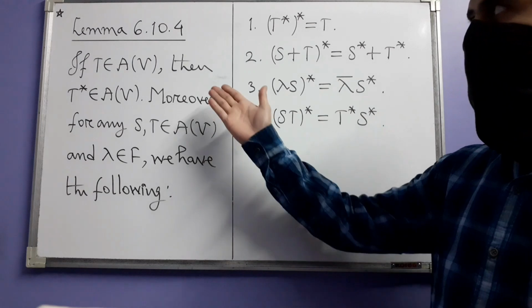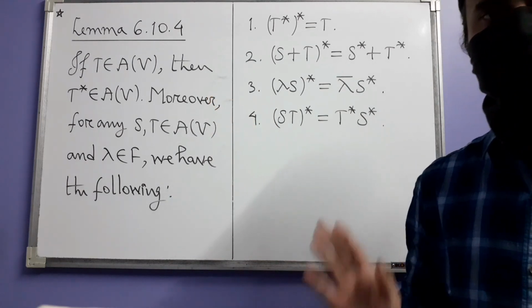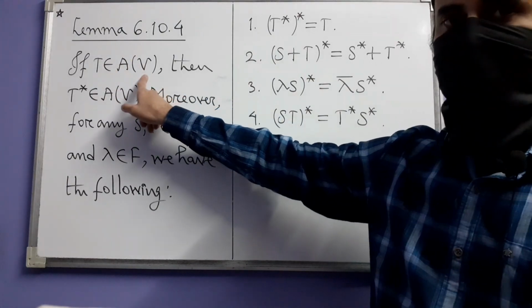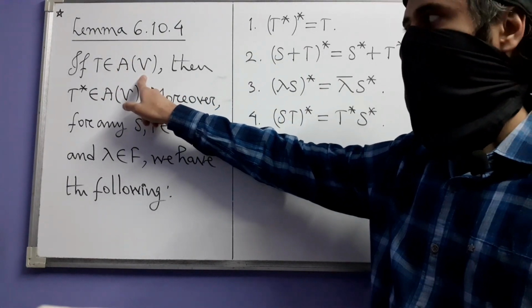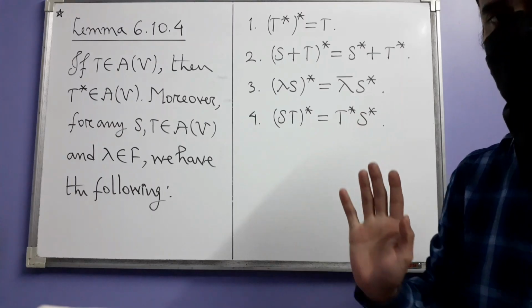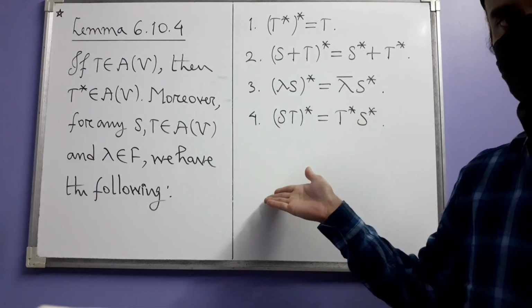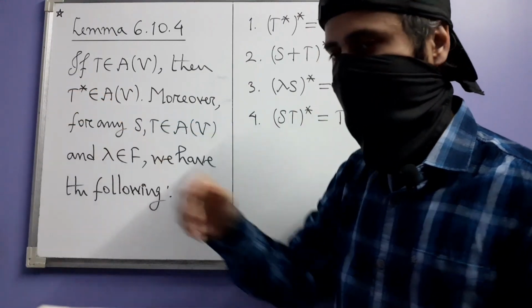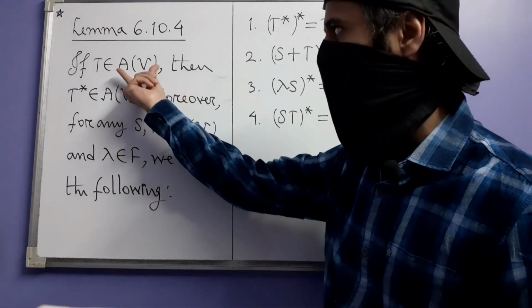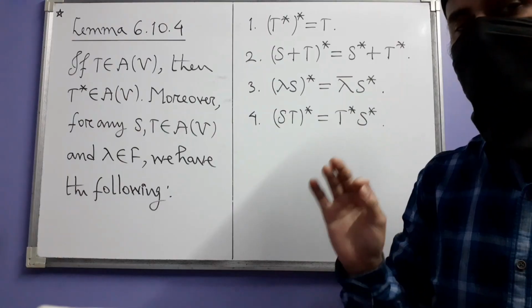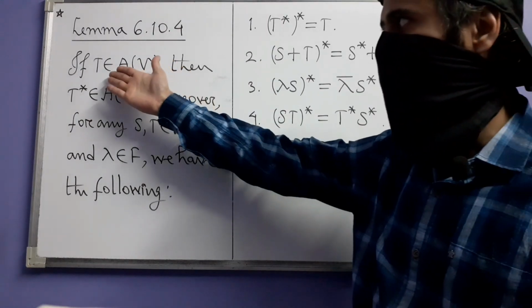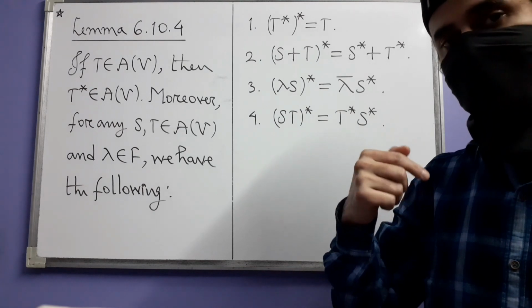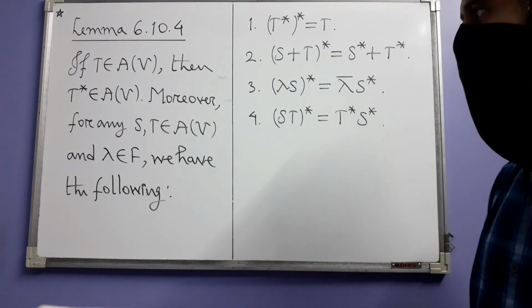This next lemma, lemma 6.10.4, gives us some properties of this star. If T is an operator on V, linear operator, then T star, yes, is also a linear operator on V, as we were suspecting right now. So that makes this star itself a function from A of V into A of V. It takes as its input any operator T coming from the algebra A of V and gives the Hermitian adjoint of that operator as the output.